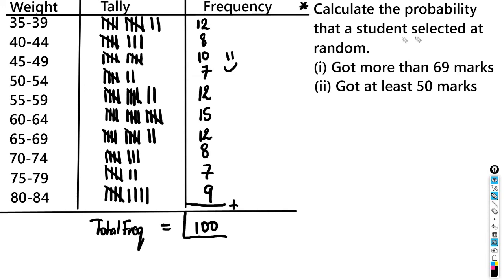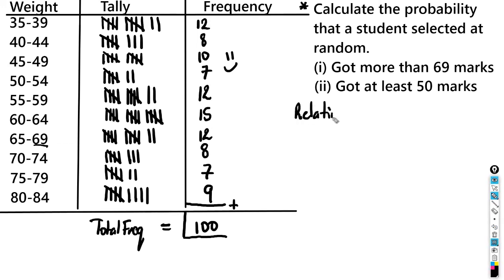It says calculate the probability that a student selected at random got more than 69 marks. So if the person got more than 69 marks, then that would mean that the person would have to get either 70 to 84 out of 84. Because remember, it was a math test marked out of 84. Okay? All right. So to calculate the probability, we're going to use the relative frequency formula.